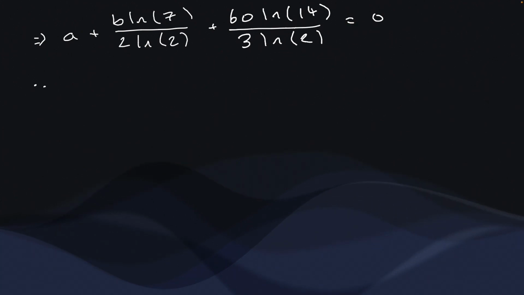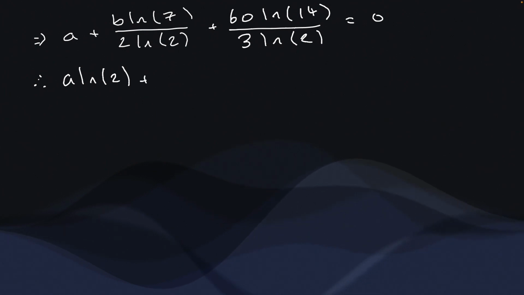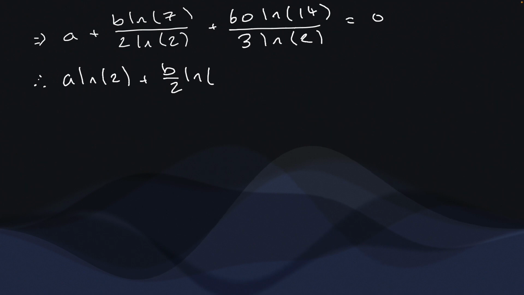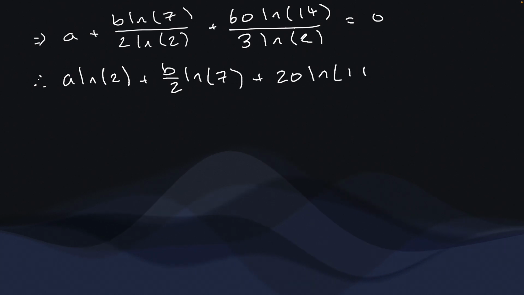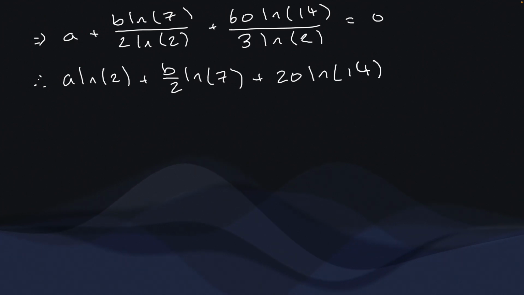Well, we get a ln 2 plus, guess what? We have b over 2, and then ln 2 and ln 2 cancel out, ln 7 plus 60 over 3 is 20, so therefore we just have 20 ln 14, all equal to 0. This is looking a lot simpler now.